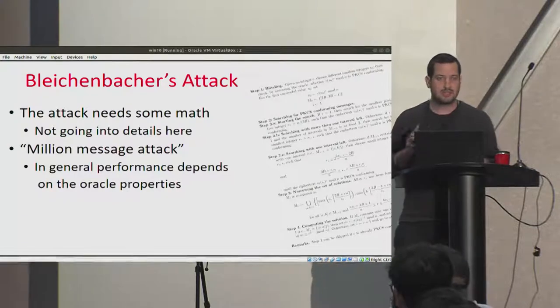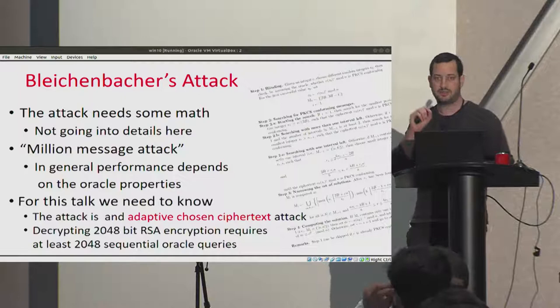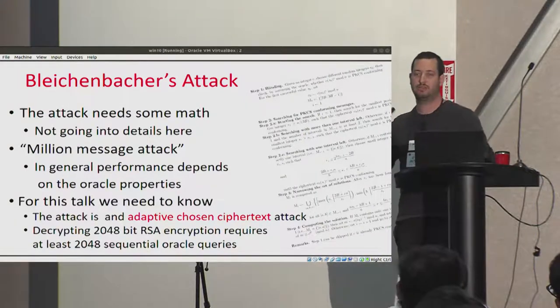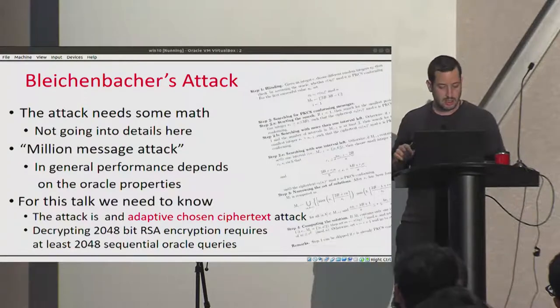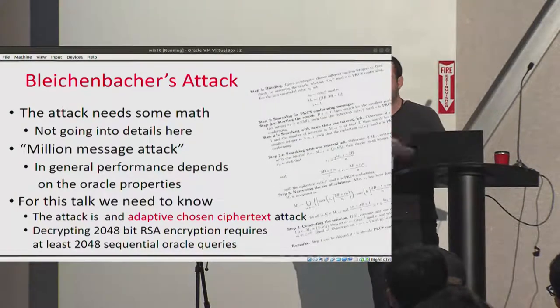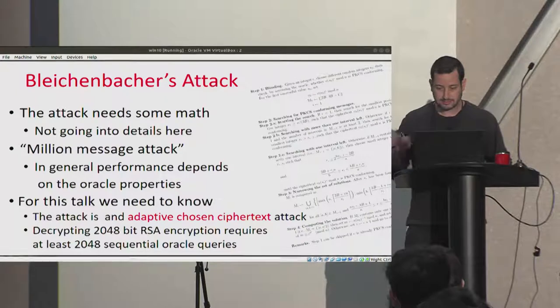But for this talk, the main thing that I want you to remember is that the attack is adaptive chosen ciphertext, which means that no matter how lucky we are and what kind of optimization we are able to do, if we want to decrypt a 2048-bit RSA message, we need 2048 sequential oracle queries. There's no way to get around it.